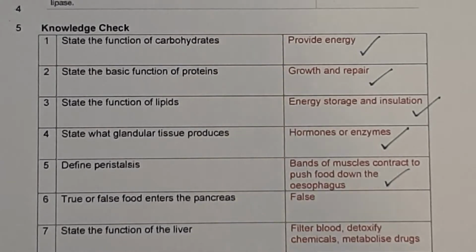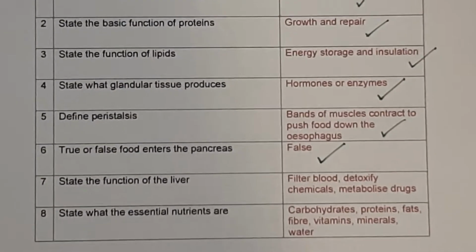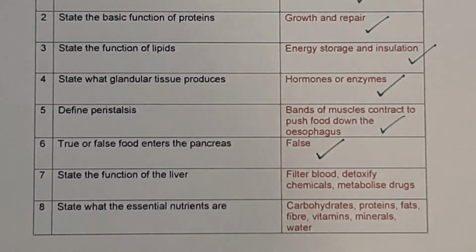Question 6, true or false, food enters the pancreas. So we should know from previously that no food enters the pancreas. Okay, so that is false. Things are only emitted from the pancreas, things are only given out from the pancreas, nothing enters it. Question 7, state the function of the liver. So the liver filters blood, it detoxifies chemicals, and it metabolises drugs. Any one of these is sufficient for the answer, but again, do make sure you write all 3 of them down, please. Question 8, state what the essential nutrients are.